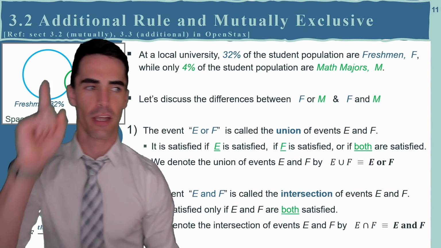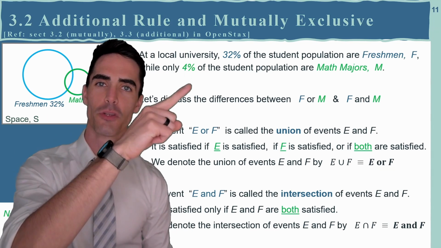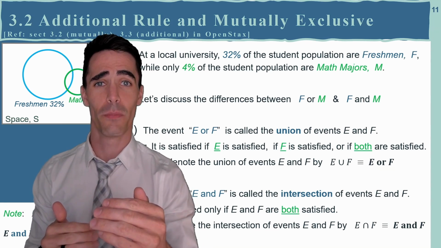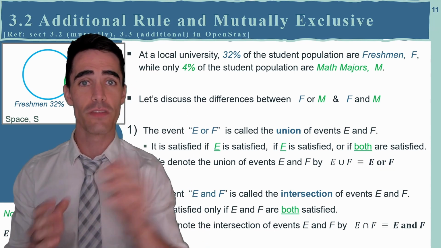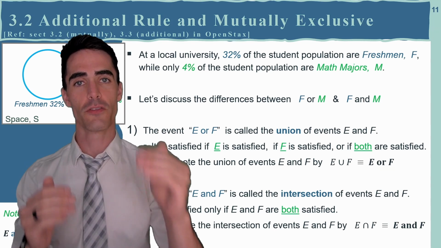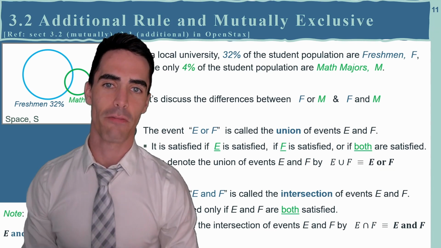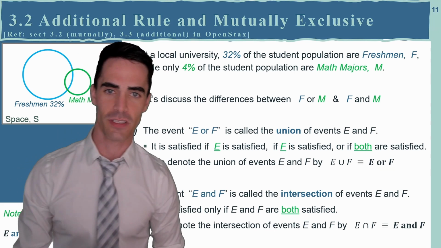In this video, we're talking addition rule and mutually exclusive. The first, addition rule, is a tool. It's a formula that we can use to tackle bigger situations. Mutually exclusive is a definition, something that we can use to identify the relationship that outcomes or events have with each other. Let's talk about our first example.